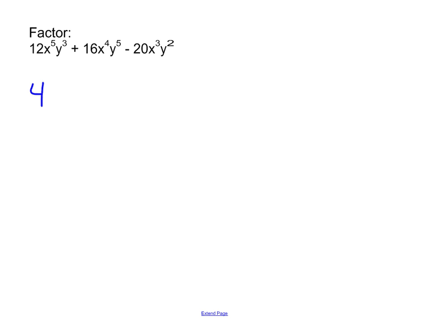Then I look to see how many x's they have in common. Well, I've got 5 x's here, 4 x's there, and 3 there. So it looks like x to the third is how many they all have in common, because they all have at least 3 x's. Then, how many y's? Well, 3, 5, and 2, they all have at least 2 y's. And so this is my common factor.